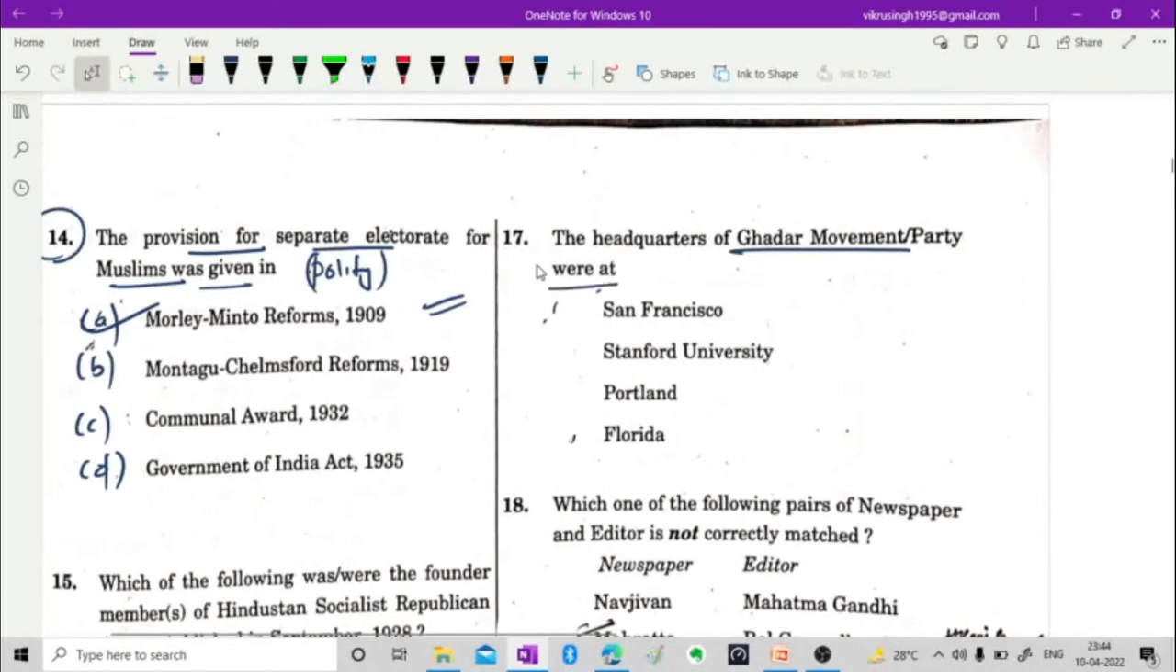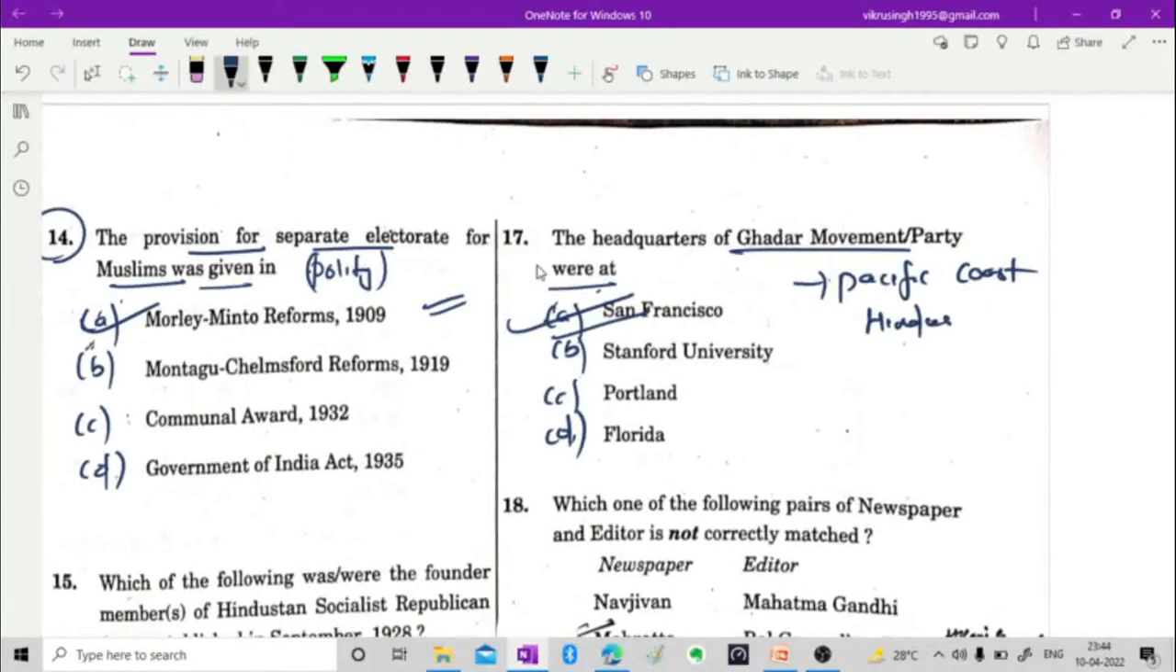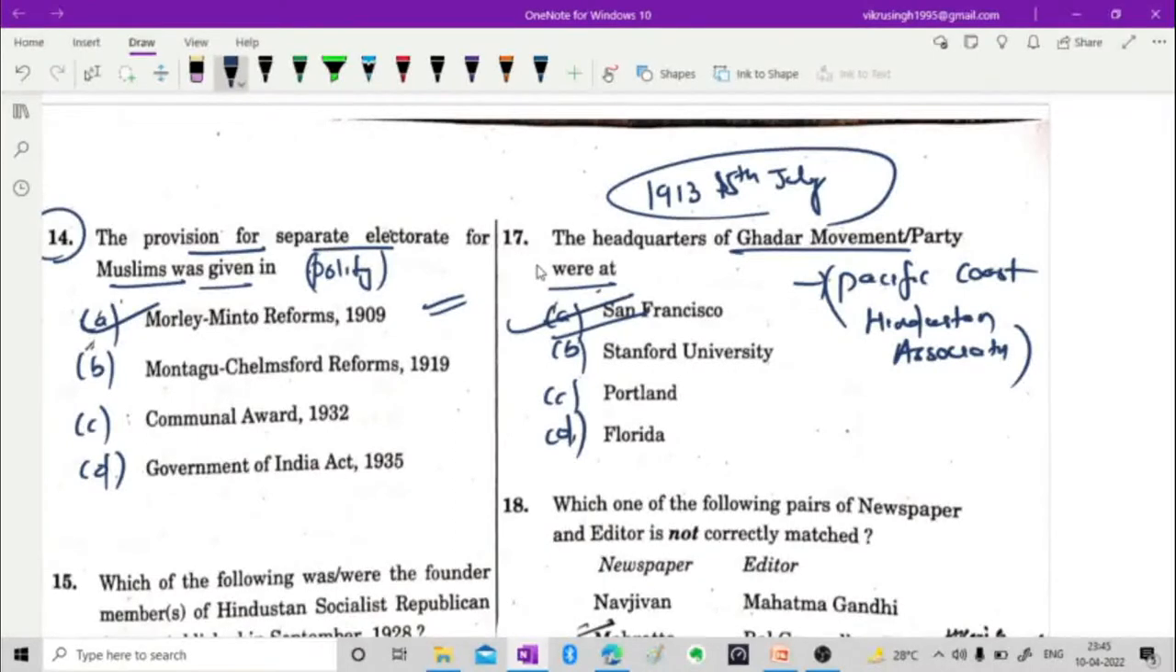The headquarter of the Gadar movement or party was... क्या करेक्ट ऑप्शन है? जस्ट ट्राई, करेक्ट ऑप्शन है सैन फ्रांसिस्को। गदर पार्टी कब बनी थी और गदर पार्टी क्यों बनाई गई थी, ये सब इंपॉर्टेंट है क्वेश्चंस। The Gadar Party initially it is called the Pacific Coast Hindustan Association. Just write it down, short notes. It was founded in 1913, 15th of July, in the United States, but before a decision to create a headquarter, तो सैन फ्रांसिस्को में हुआ था फिर। And who was the leader of Gadar Party? The leader was Baba Sohan Singh Bhakna. So it was under the leadership of Sohan Singh Bhakna.